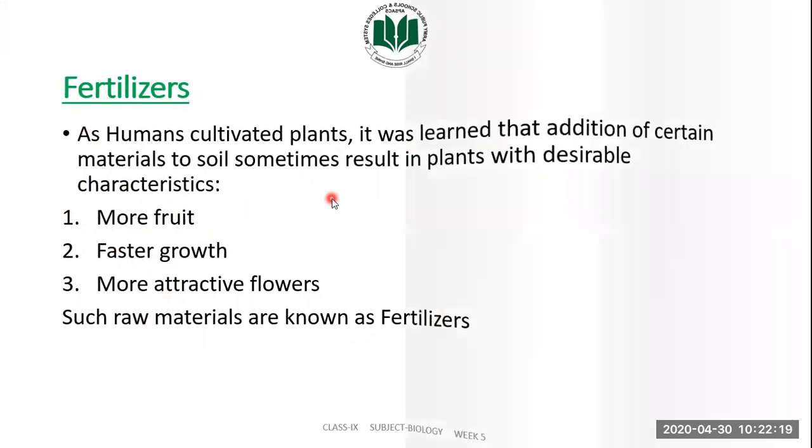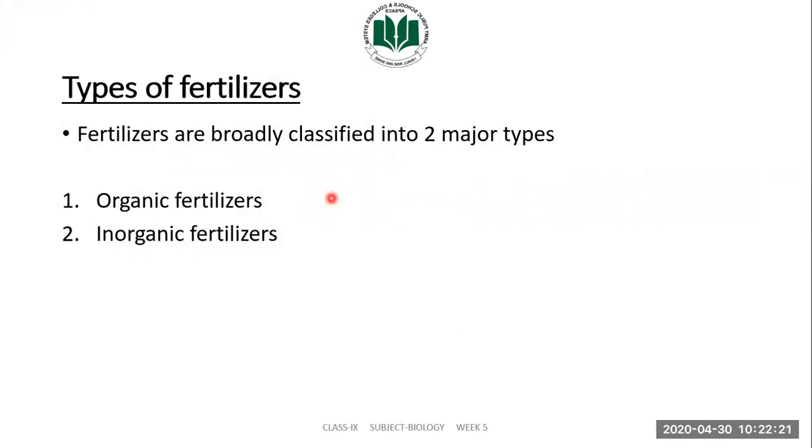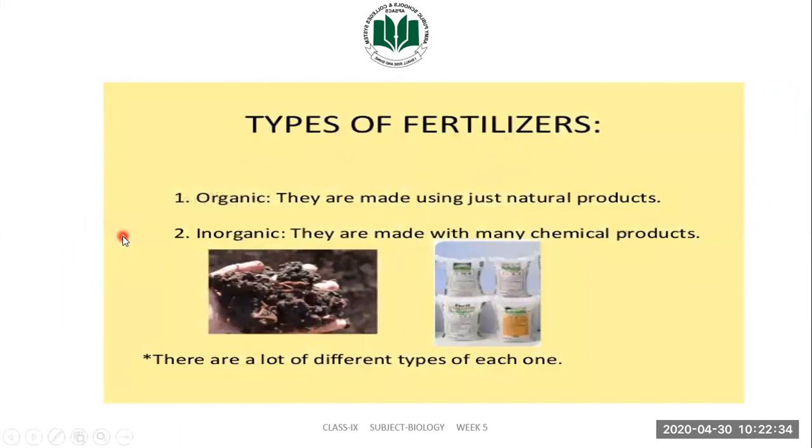Now, what are the different types of fertilizers? Fertilizers are broadly classified into two major types: organic fertilizers or inorganic fertilizers. We will study both of them with examples in a few moments. Organic fertilizers are made just from natural products such as plant and animal residues, while inorganic fertilizers are made from chemical products, of which there are a lot of different types.